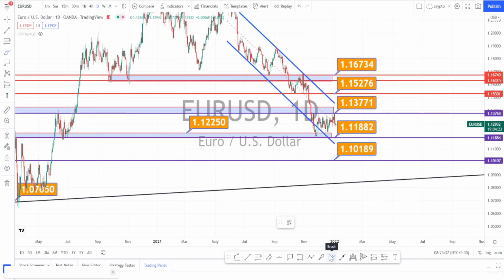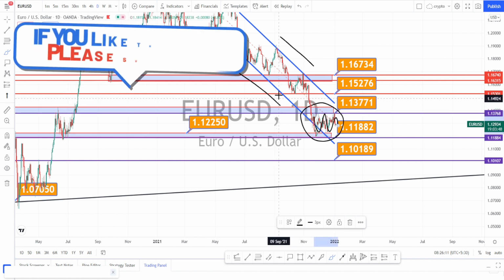And when we closely look at the current price action, it was on a very nice bearish trend and it was trading on a bearish channel pattern. And currently the price action is consolidating, or it is in a range bound market for now. The top side resistance is at 1.13771 and the bottommost support is at 1.11882. So it is a range bound market for now.